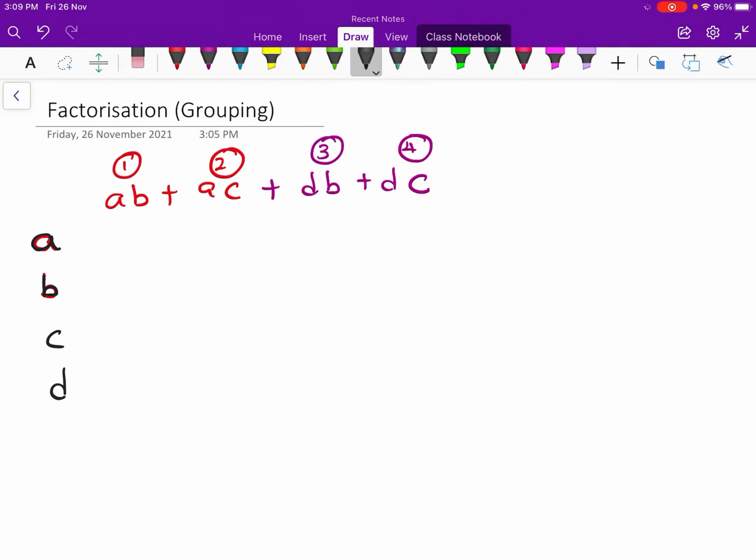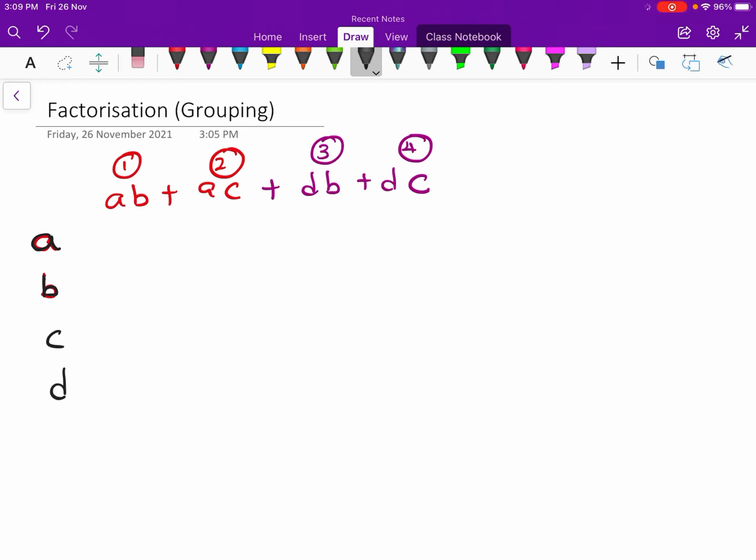Alright, so the next type of factorization is called grouping. If you look at this algebra expression, we have four terms. Let's try using our taking out common factors to see whether we can factorize all the four terms together. Taking out common factors requires all of them to have the same thing, right?